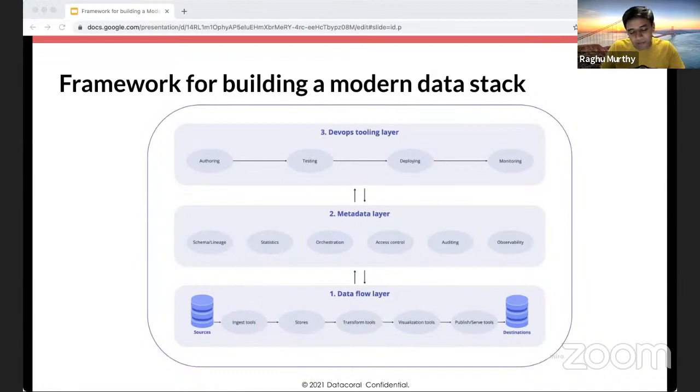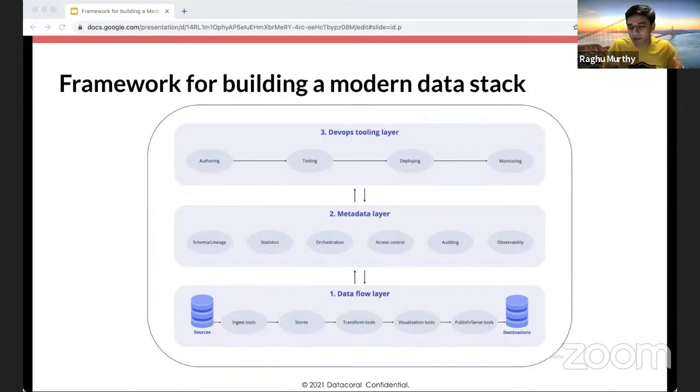And once the data has been transformed and aggregated, you end up trying to visualize the data, or you can choose to publish that data back into destinations. Nowadays, this is being called reverse ETL, right? So this is your data flow layer. It seems pretty straightforward. Then the question is, what are the next set of things that you actually have to worry about?